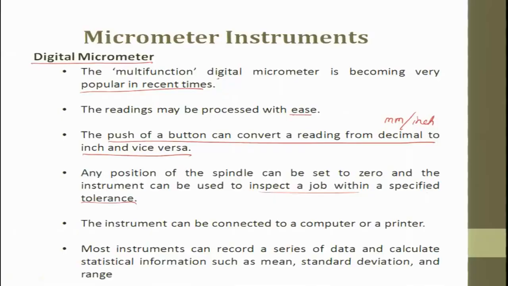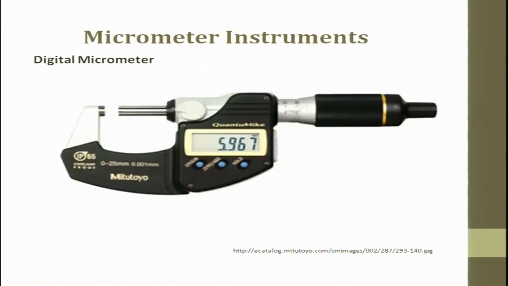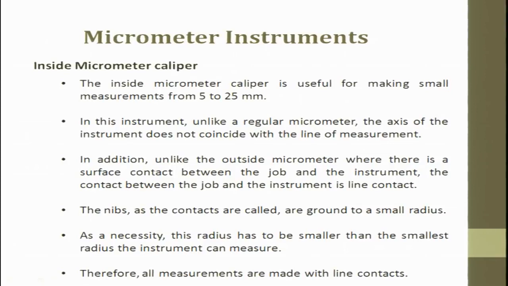The instruments can be connected to a computer, and this can also be used for statistical information like mean, standard deviation and range. Mean is the average of data, standard deviation talks about the distribution of the data, range is the minimum and the maximum value. You can see here, it can go up to 3 decimals. These are used to convert from inches to millimeter. Here is the least count which is displayed, which is 1 micrometer.